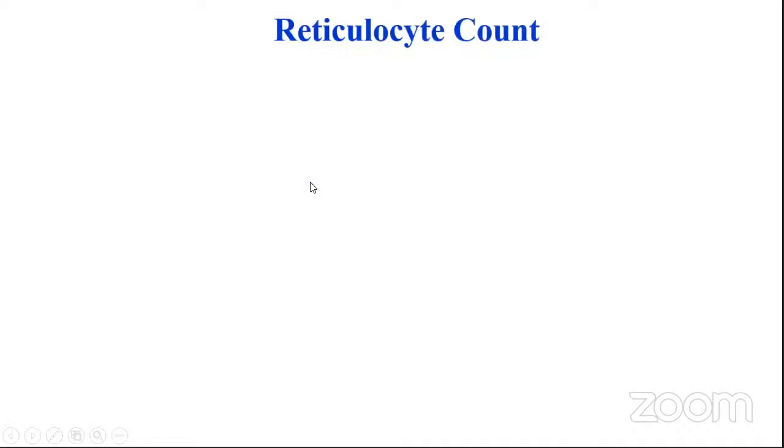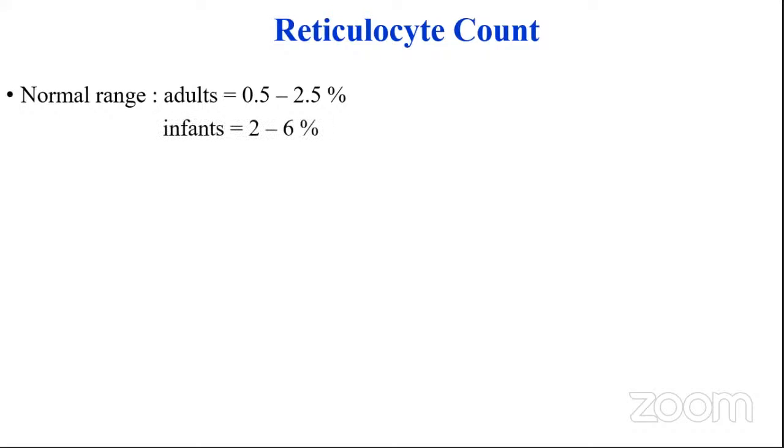Now coming to the reticulocyte count. The normal range in adults is 0.5 to 2.5 percent. In infants it can range from 2 to 6%. The number falls during the first year of life to less than 1%, and then it attains the adult value.